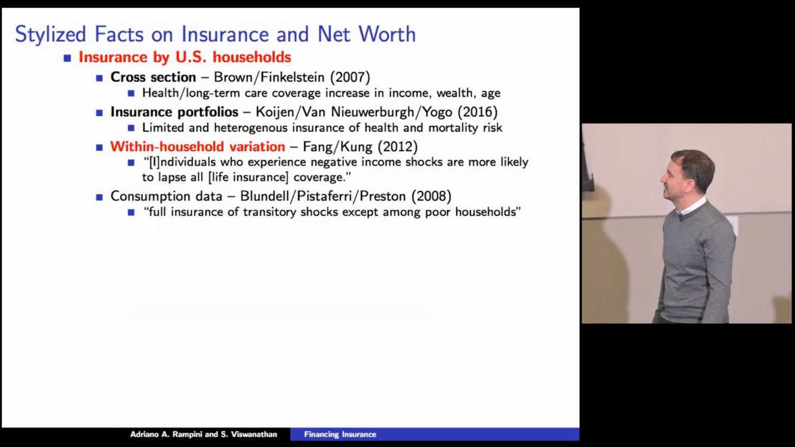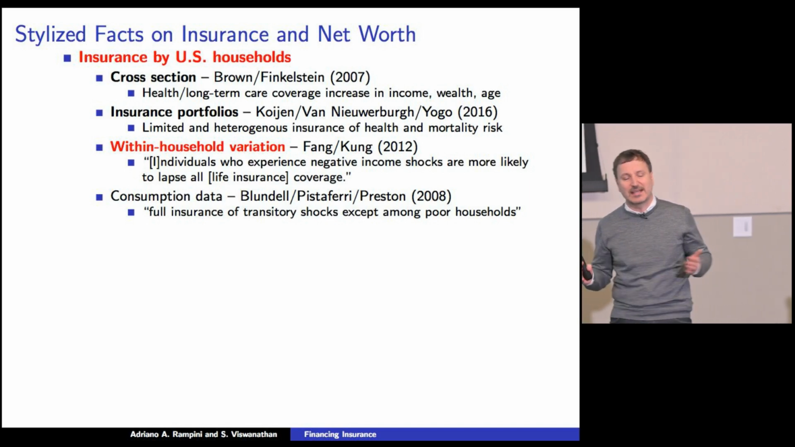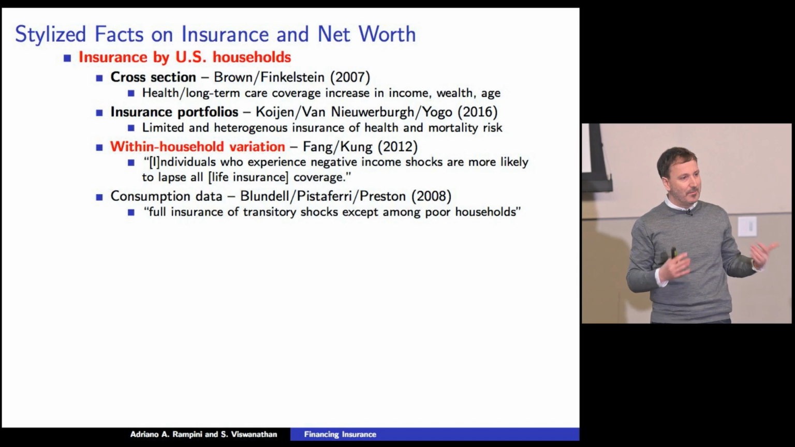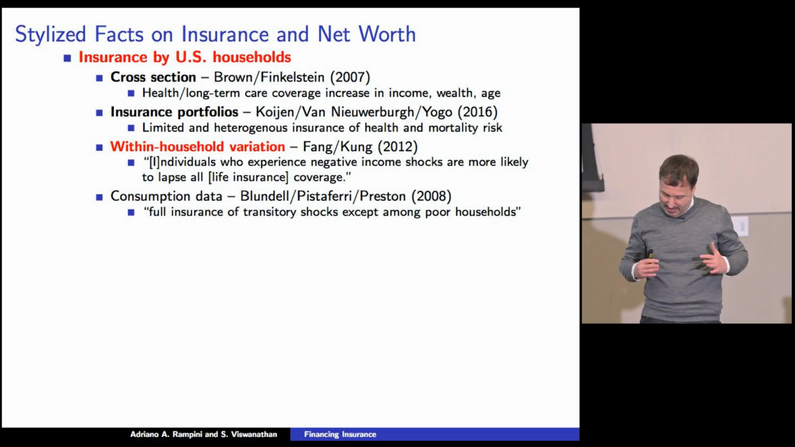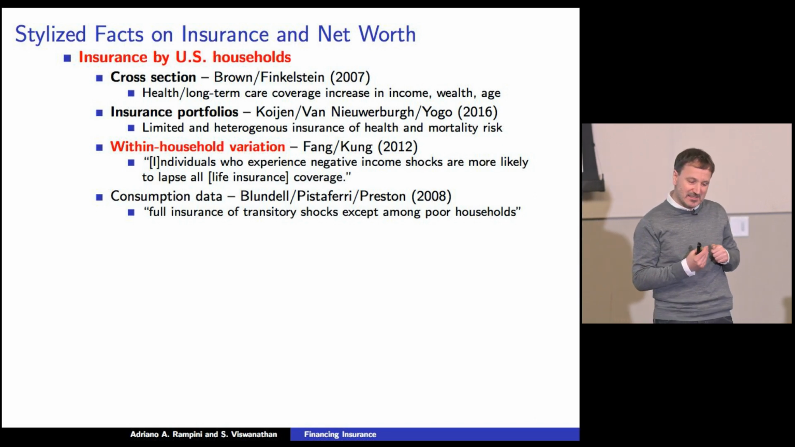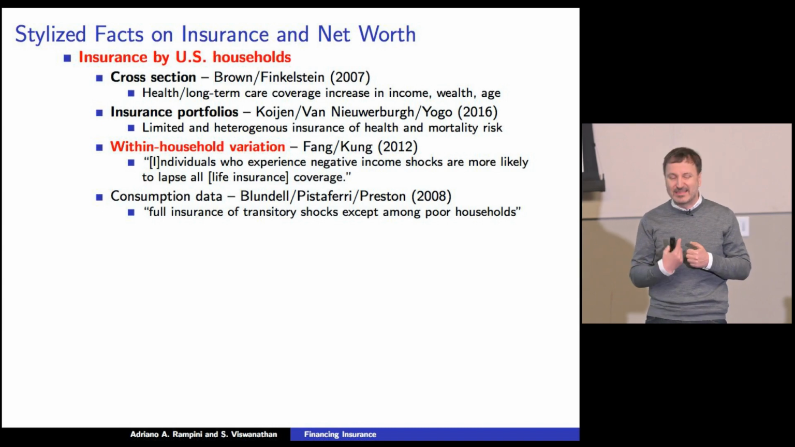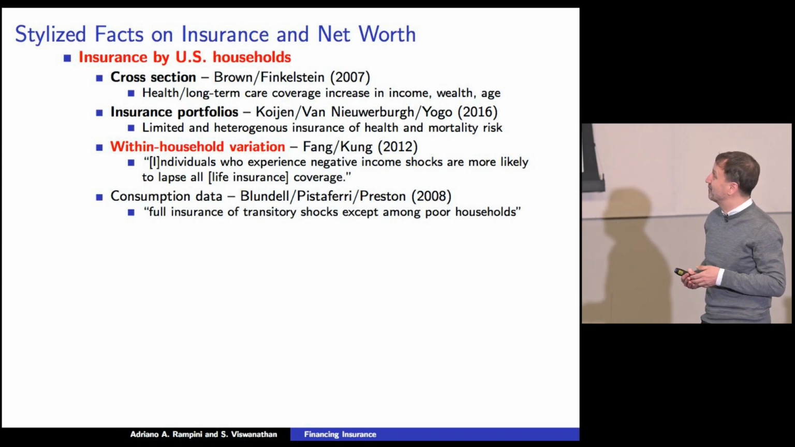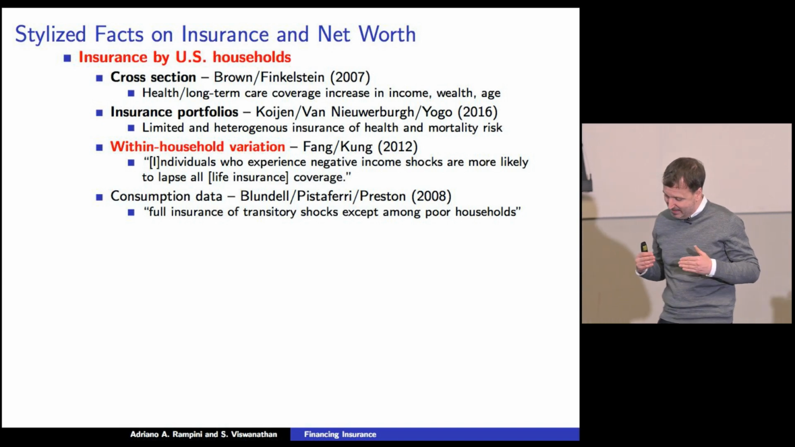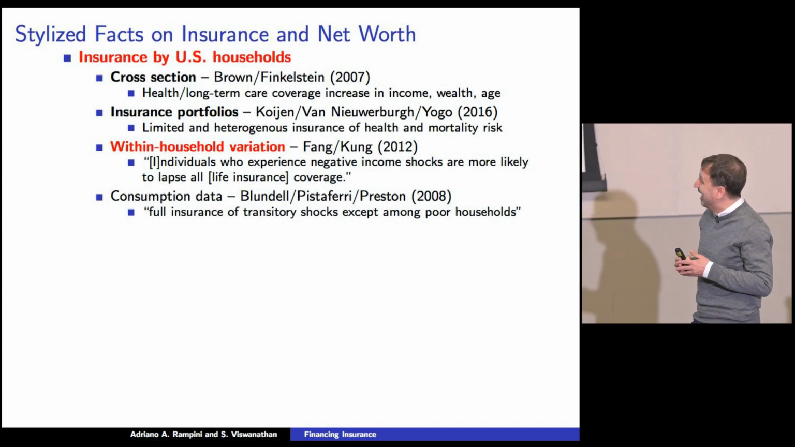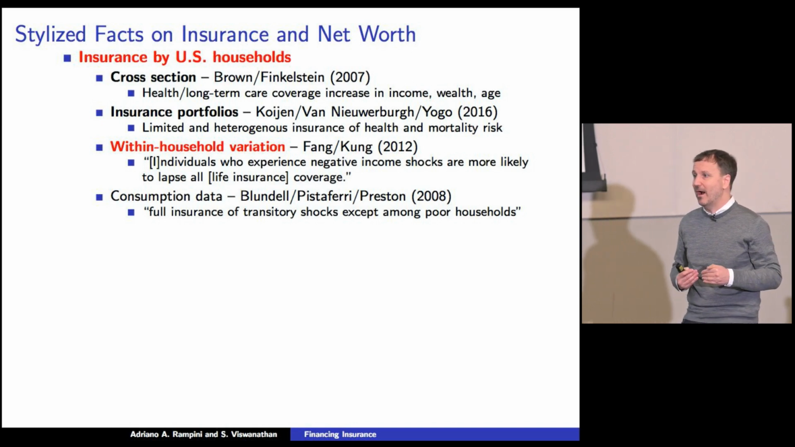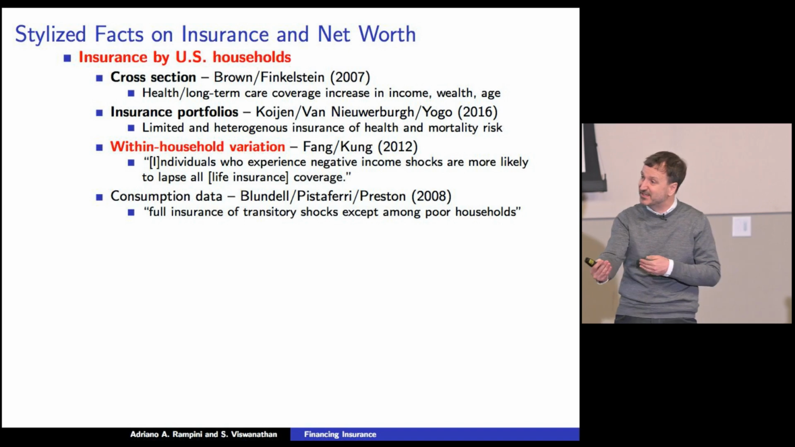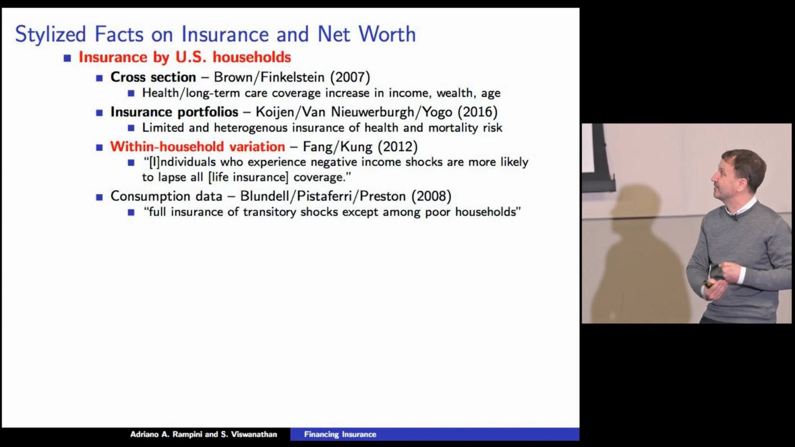This is going to be a theory paper, but some stylized facts just to start out. There's a basic cross-sectional pattern where, by both income and wealth, richer people are better insured. More pertinently, there's some evidence, although somewhat limited, on within-household variation in the extent of insurance. In particular, this paper by Fang and Kung looks at life insurance and shows that households that have negative shocks to their income are much more likely to lapse life insurance. So essentially they reduce the extent of insurance at the intensive margin.